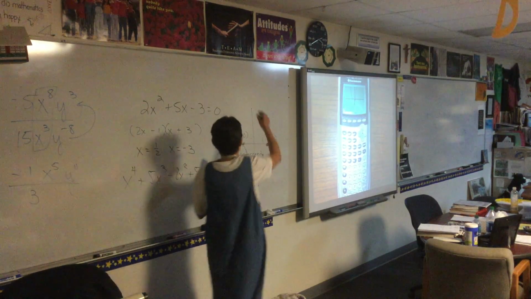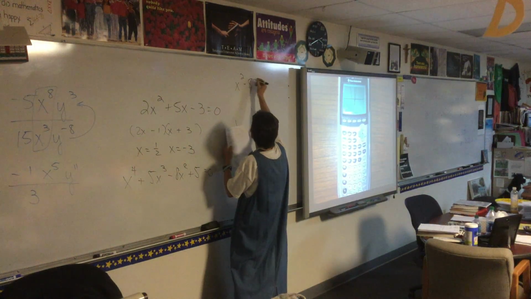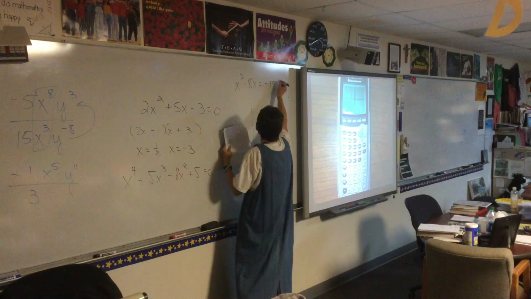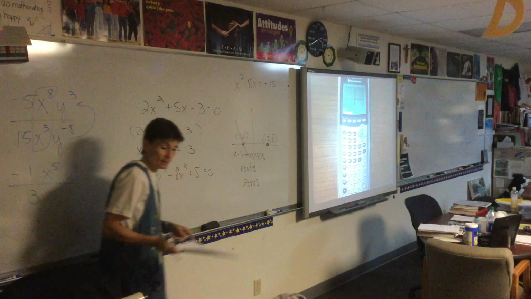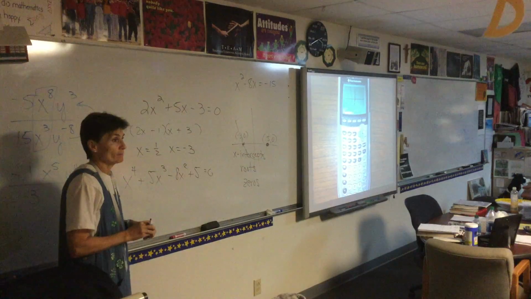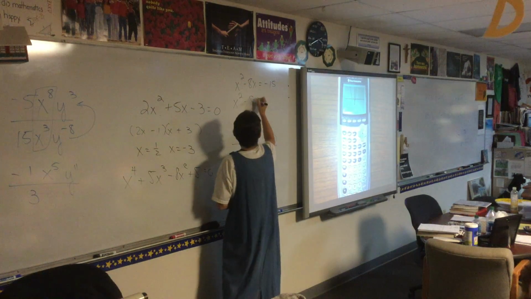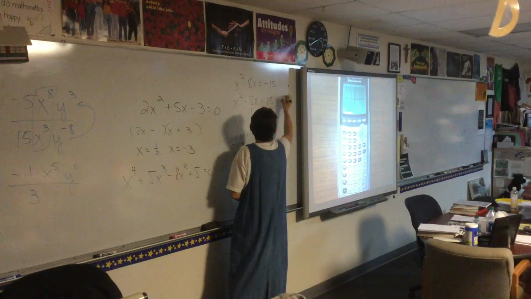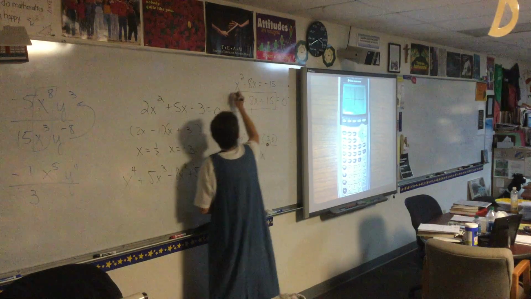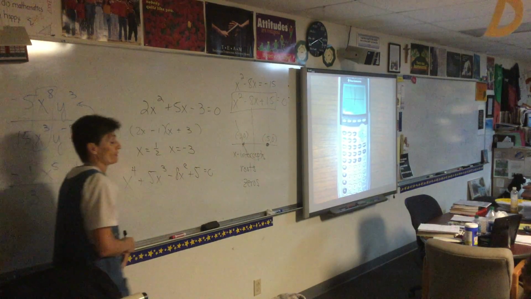X squared minus 8x equals -15. Now wait a minute. What's wrong with that? Gotta add the 15. So the first thing you're gonna do is this, and then this is what you're gonna type into the calculator.